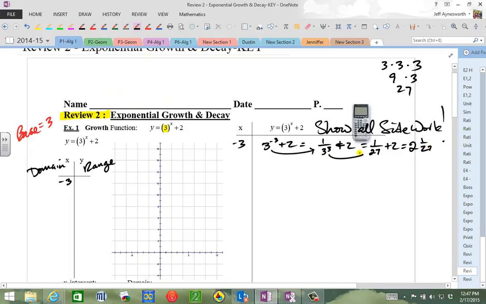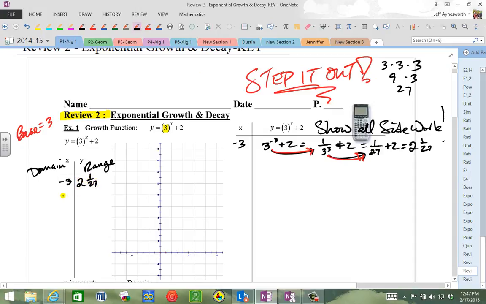All right, so once again, I want you guys to step it out. Let me write that big, bold, and red. Step it out. When we take our test next time, I want to see your thinking. Okay, so step it out from here to here, and from here to here. I want to see your thinking. So we got a first point here, -3 comma 2 and 1/27.